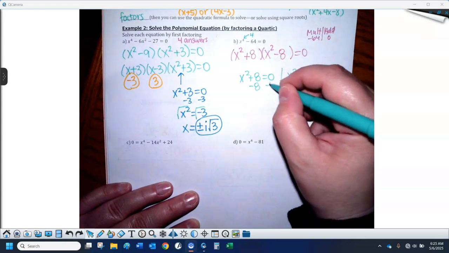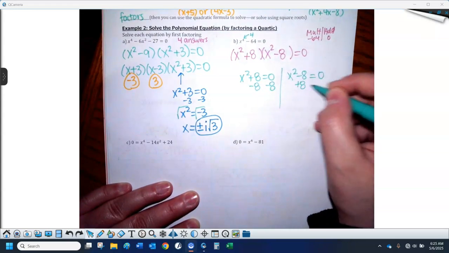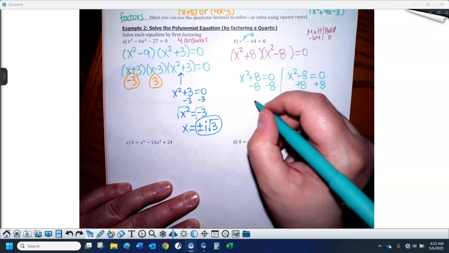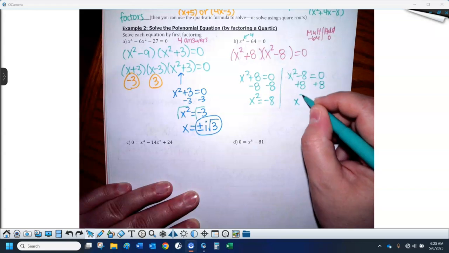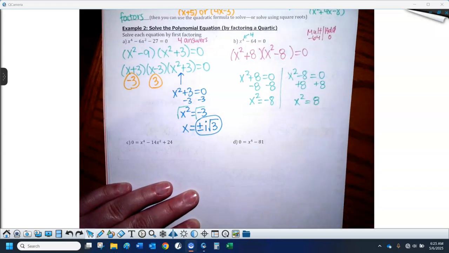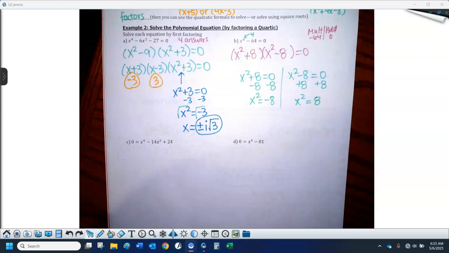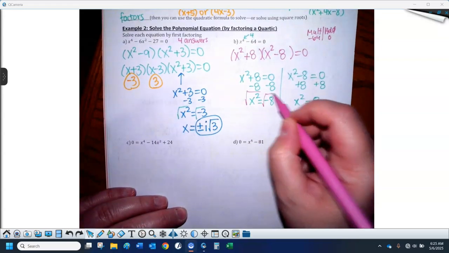Now, these are both going to look super similar, just a little bit of a different first step. This one would be x squared is negative 8. This one would be x squared is positive 8. Now, in both cases, we're going to take a square root.